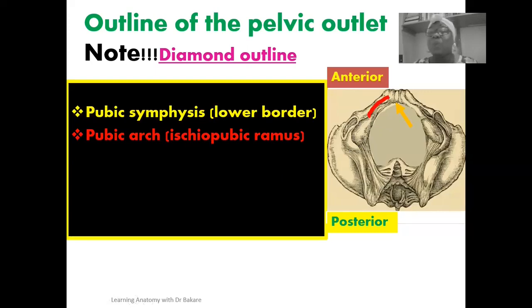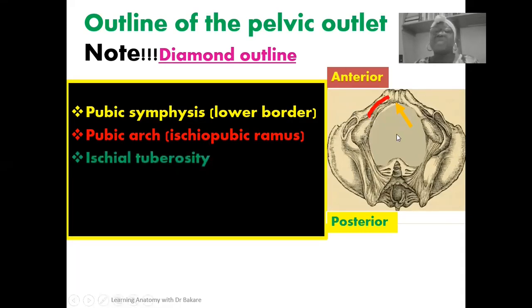This pubic arch is an inferior extension from the body of the pubic bone. Remember that the body of the pubic bone contributes to the formation of the pubic symphysis at this point here that is arrowed in yellow. We have a superior extension from the body of the pubic bone and an inferior extension. So it is the inferior extension, which forms the pubic arch, that also forms alignment with the pelvic outlet. And this is what is demarcated here in red.